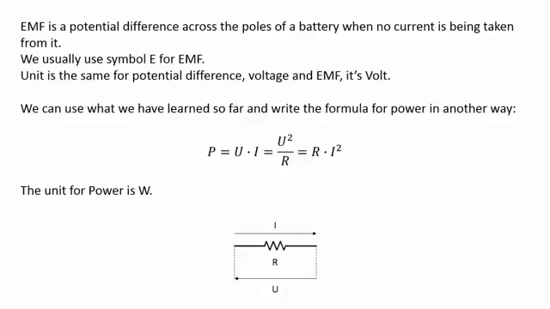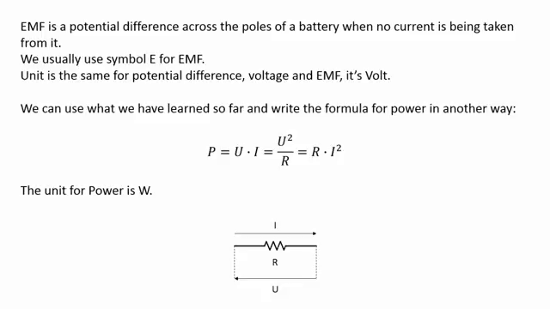It would be good to mention what EMF is. It's a potential difference across the poles of a battery when no current is being taken from it. We usually use the symbol E for EMF. The unit is the same for potential difference, voltage, and EMF.